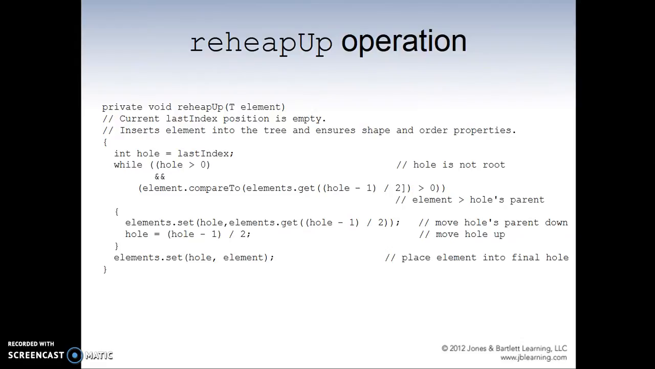So let's look at how we're implementing this. Hole is going to be equal to lastIndex. And we say while hole is greater than 0, because hole is not a root. The last place it's going to go becomes the root, and the root is always at index 0. So while it is not the root, we start to compare. What we want to compare, like I said, we use the index formula here to get the parent. So (hole - 1) / 2 will give the parent.